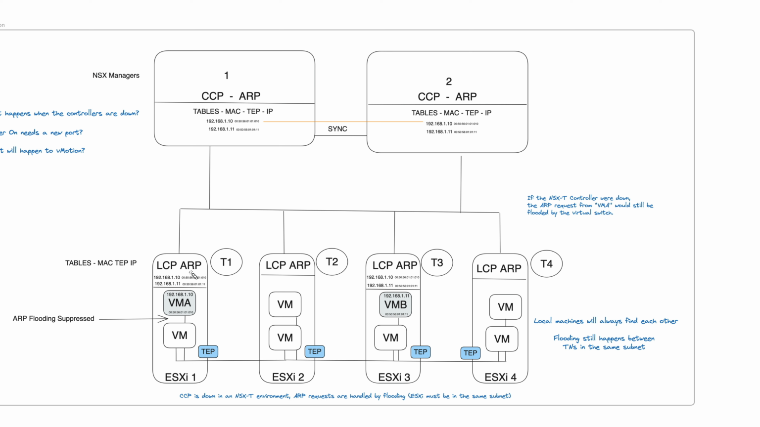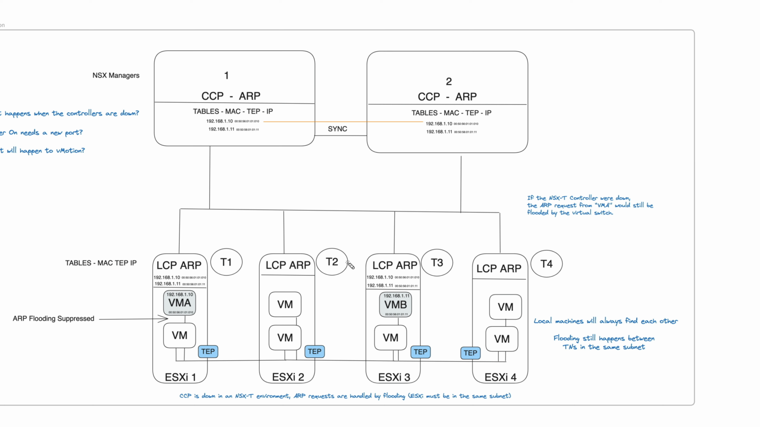This entry will stay for roughly 300 seconds. 300 seconds to be precise. So when you register a VM after powering it on, it will have an entry in the MAC table, TEP table, and IP table for 300 seconds. After 300 seconds, the TTL, the time to live, has expired, and then that entry will be removed from that table.